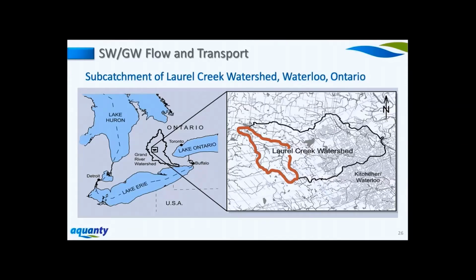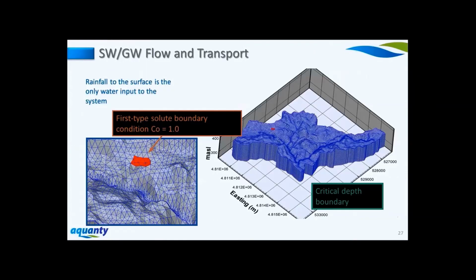And you can see this area is on the order of about 10 to 15 square kilometers. There's been a detailed HydroGeoSphere model built for it, which has been used for both flow and contaminant transport simulations. So what we're going to look at here is a patch source of contaminant applied to an agricultural field located in the vicinity of a stream channel. This contaminant source is represented as a first type solute boundary condition with an initial concentration of 1.